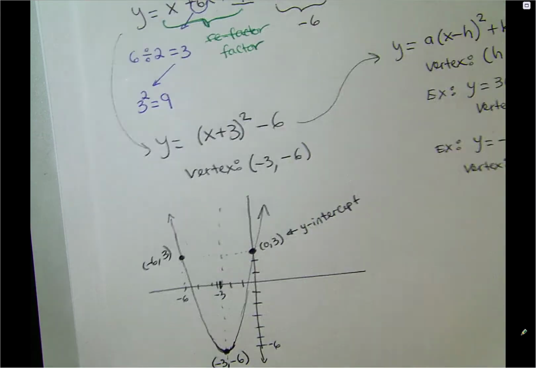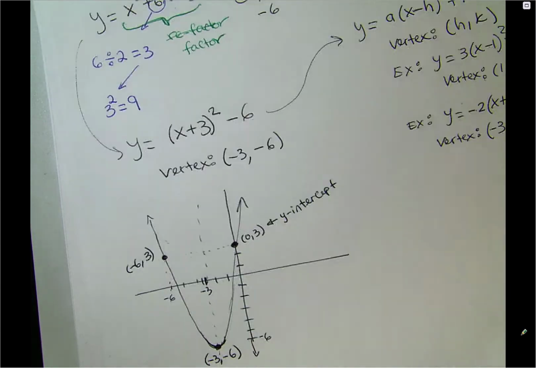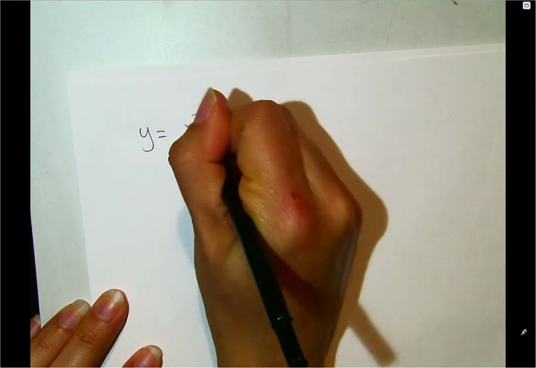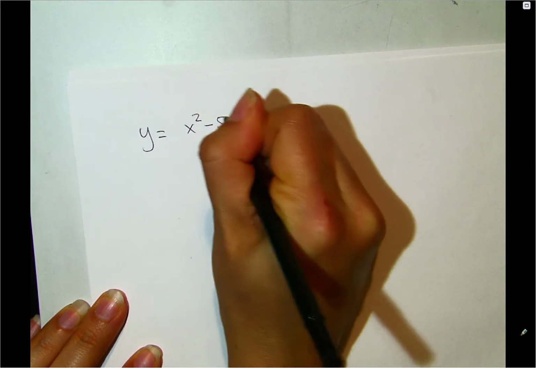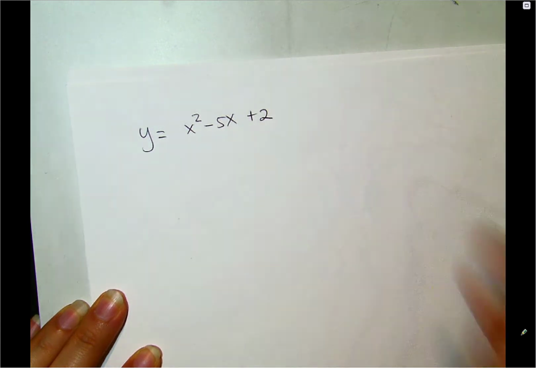So let's try another example of just simply completing the square without graphing it. And I'll do one that requires a fraction just to give you more practice with the difficult ones. So if I have y equals, say, x squared minus 5x plus 2.